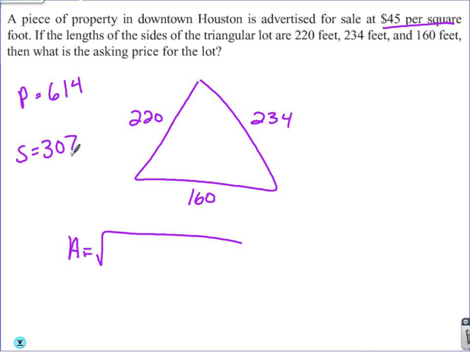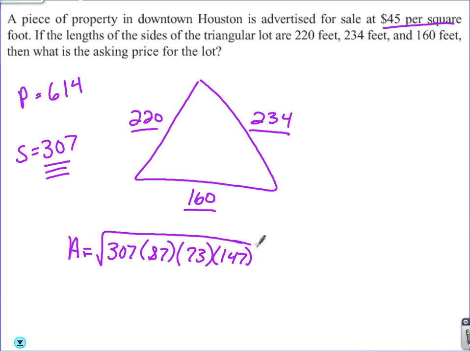So the area is equal to the square root of the semi-perimeter times the semi-perimeter minus A, the semi-perimeter minus B, the semi-perimeter minus C. That makes sense. 307 minus 220 is 87. 307 minus 234 is 73. And 307 minus 160 is 147. Type it in: the square root of 307 times 87 times 73 times 147 as a decimal. Let's give the approximate here, but leave it on your calculator.